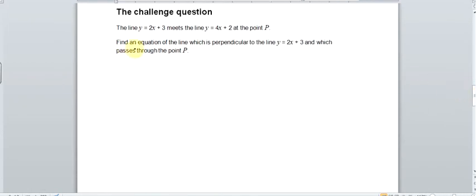Finally, the challenge question. Here, that one, and they meet at the point P. And it says find an equation of the line which is perpendicular to this line which passes through the point P. So our first question is where's Wally? No, seriously though, where's point P? Well, we need to find where the lines meet, so we solve simultaneously.